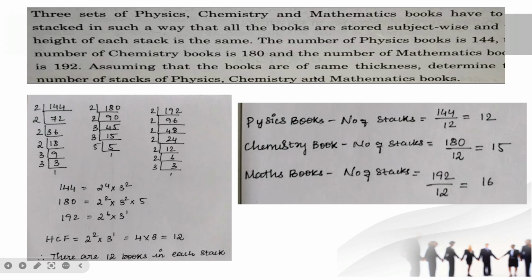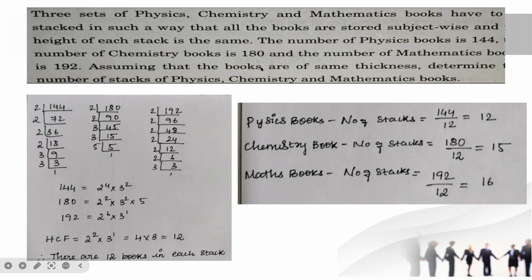See, while seeing this question, we need to identify whether they are asking LCM or HCF. Here we are having three different sets of books, physics, chemistry, maths, and 144 physics books, 180 chemistry books, 192 mathematics books. They are saying all of same thickness. How many stacks can we arrange? Physics books how many stacks? Chemistry books how many stacks? So that the height of the stack will be the same, they are asking.